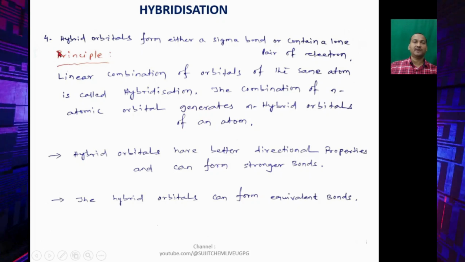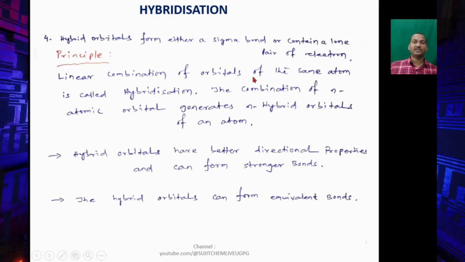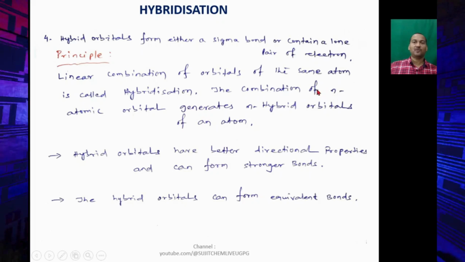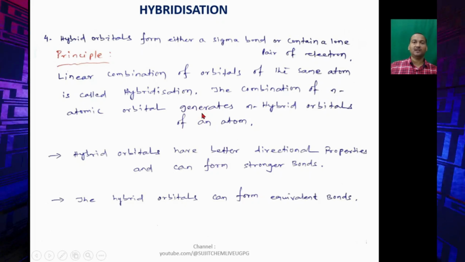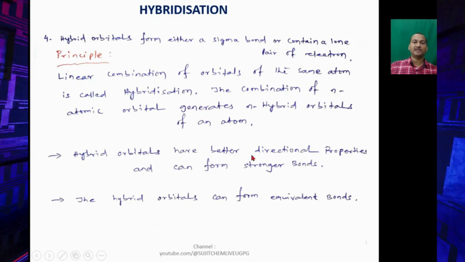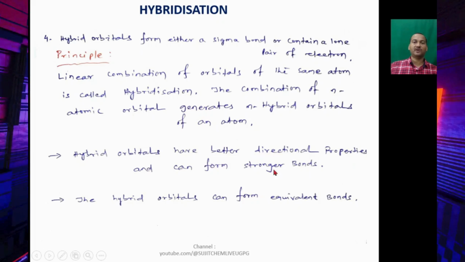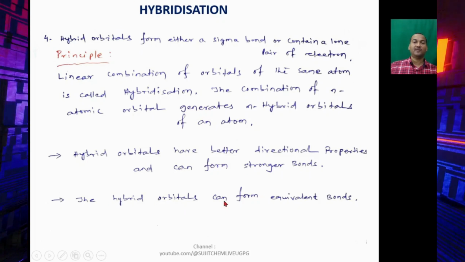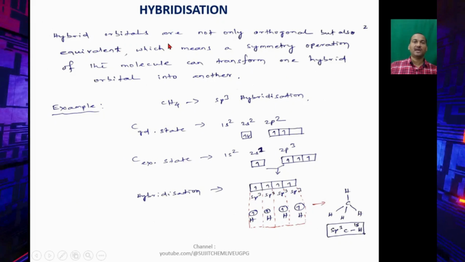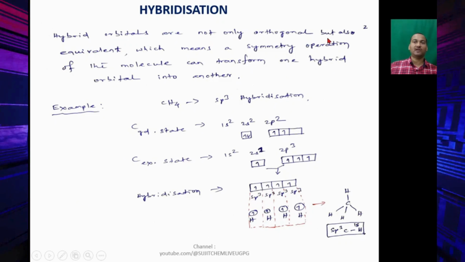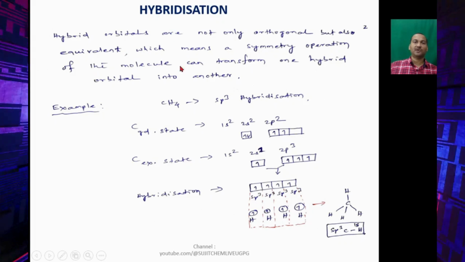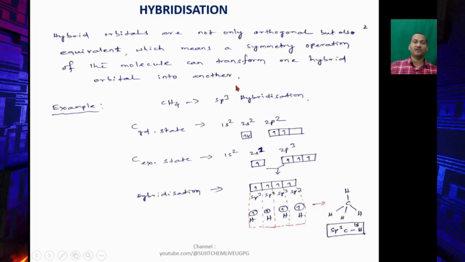So what is the principle? Linear combination of orbitals of the same atom is called hybridization. And the combination of n atomic orbitals generates n hybrid orbitals of an atom. Hybrid orbitals have better directional properties and can form stronger bonds. The hybrid orbitals can form equivalent bonds. Hybrid orbitals are not only orthogonal but also equivalent, which means a symmetry operation of the molecule can transform one hybrid orbital to another.